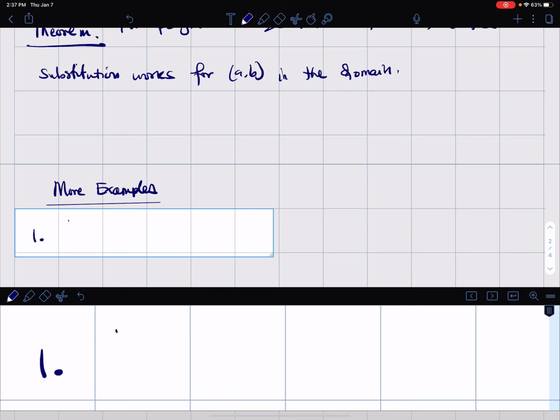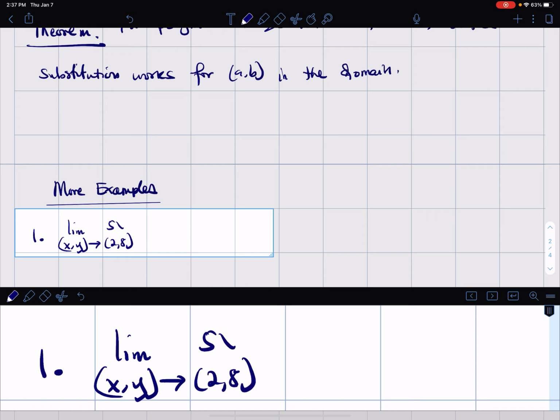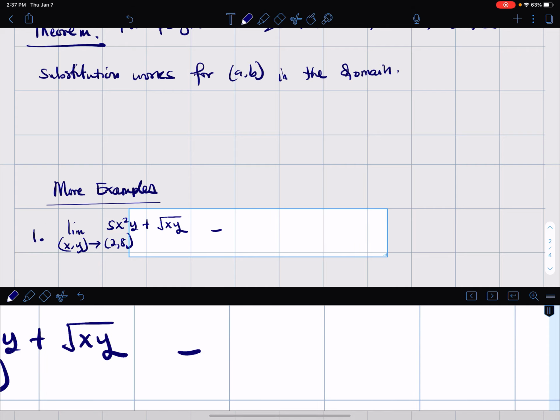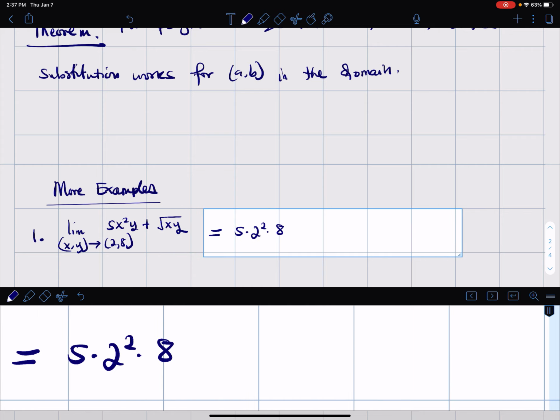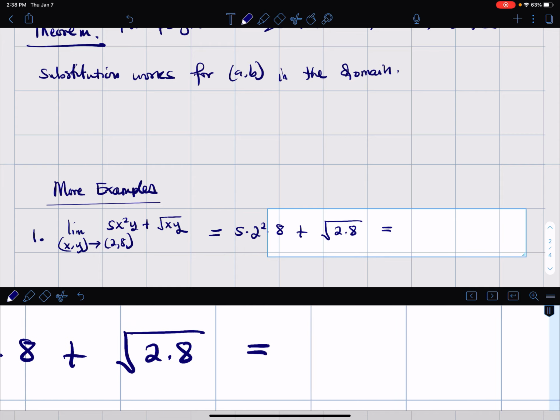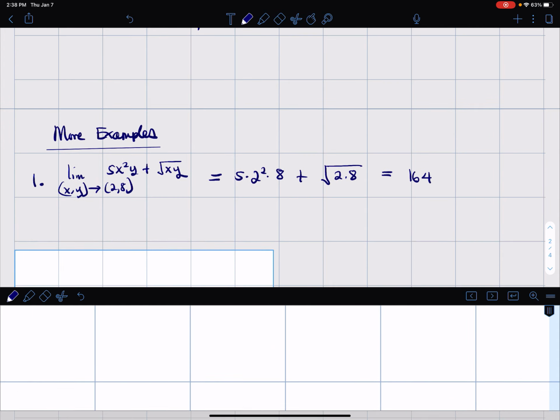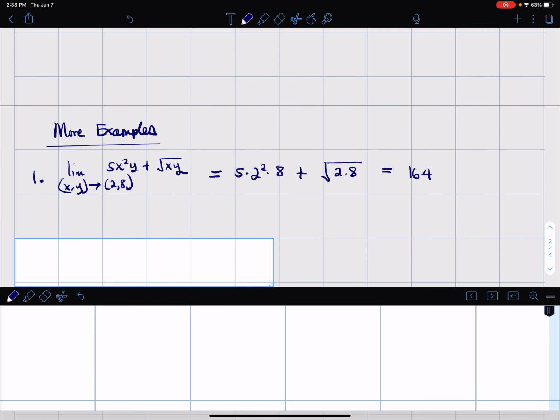Example 1. Let's look at the limit as (x, y) goes to (2, 8) of 5x squared y plus the square root of xy. We're just going to substitute, right? 5 times 2 squared times 8. This is very easy. Plus the square root of 2 times 8. When I did this, I got 164. I would like you to check my answer.